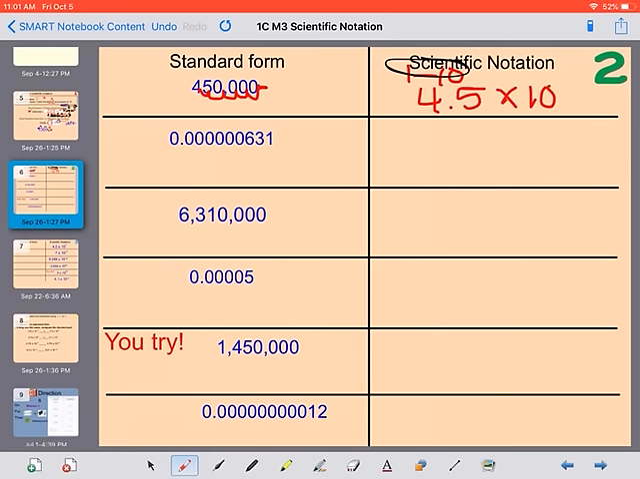So we're multiplying by 10 5 times. So we moved our decimal 1, 2, 3, 4, 5 to the right. This is my answer that I'm looking for: 4.5 times 10 to the power of 5.